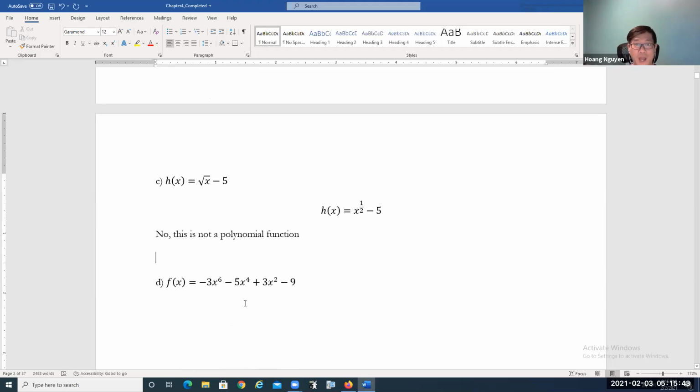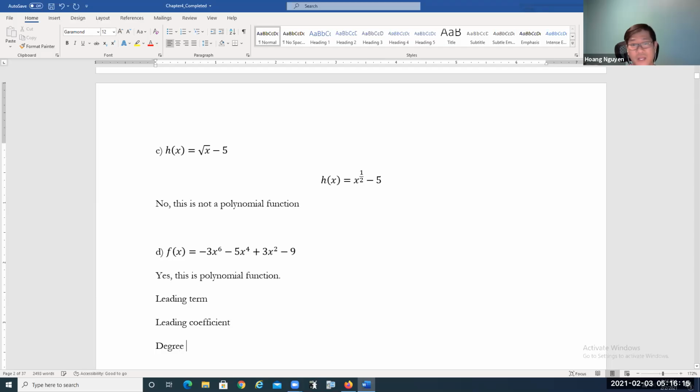Now part D is going to be your turn to practice. I'm going to give you the answer first. For part D, yes, this is a polynomial function. Now you're going to finish this question. Let's find out the leading term, the leading coefficient, and the degree of this polynomial.